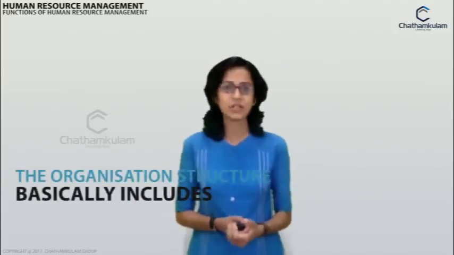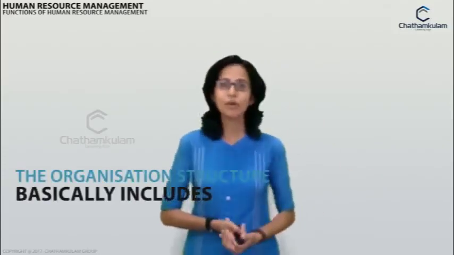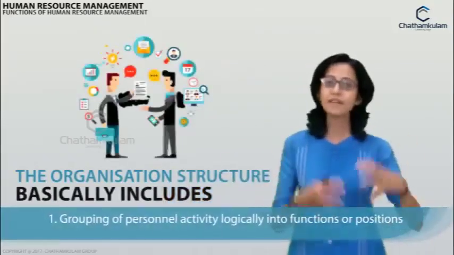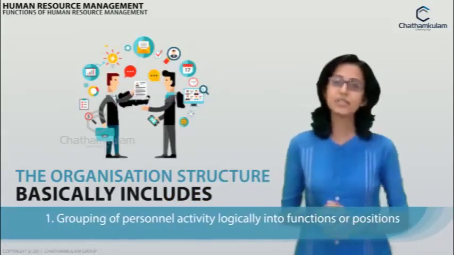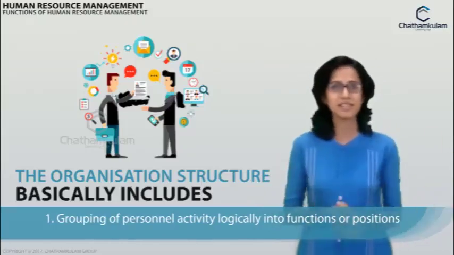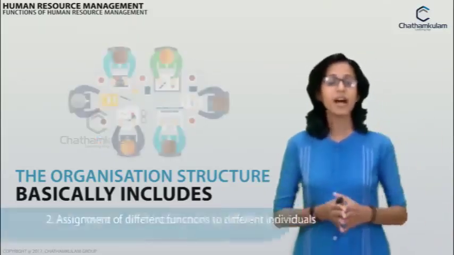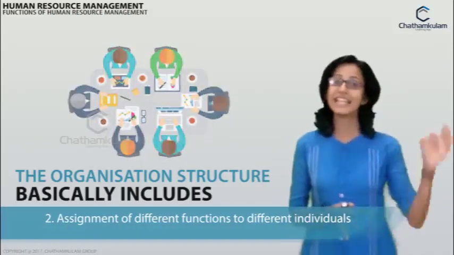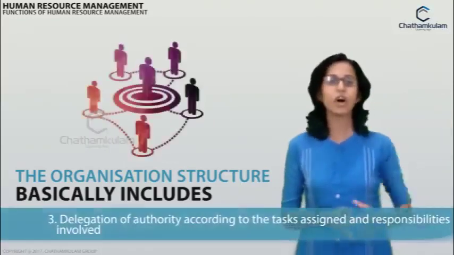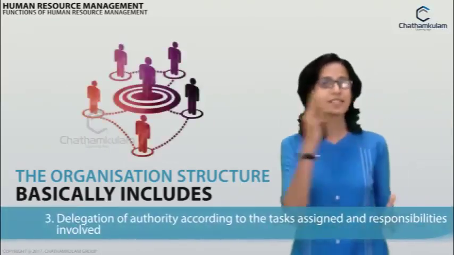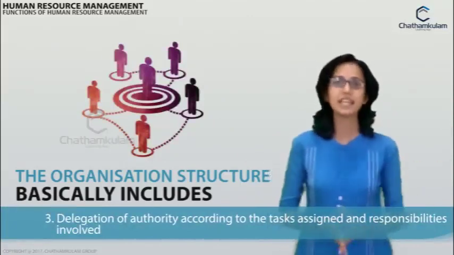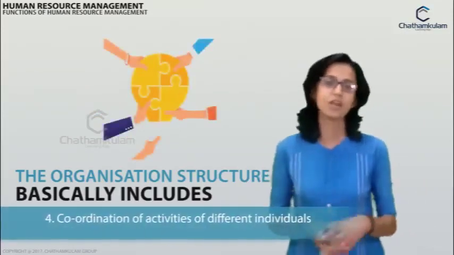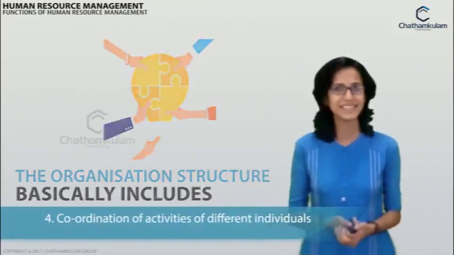The organizational structure basically includes the following. Number 1, grouping of personal activity logically into functions or positions. Number 2, assignment of different functions to different individuals. Number 3, delegation of authority according to the task assigned and responsibilities involved. Number 4, coordination of activities of different individuals.